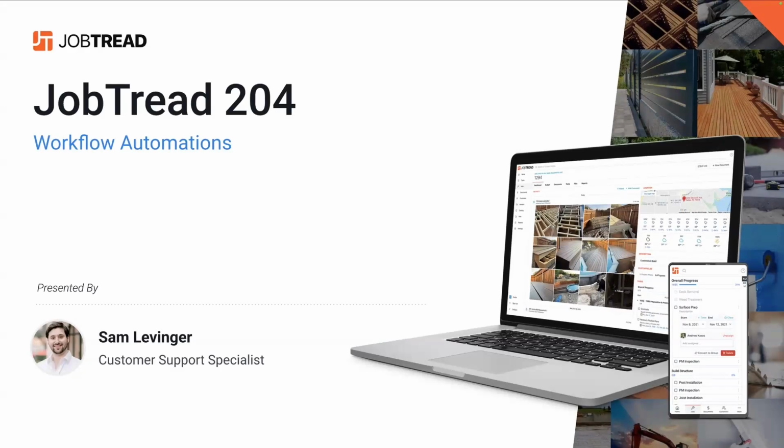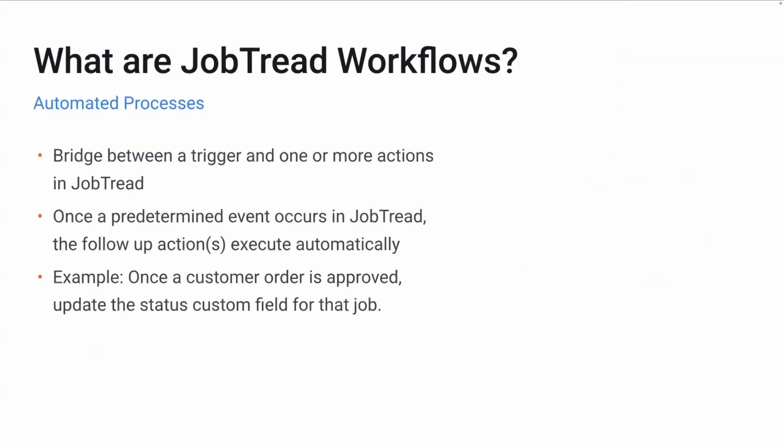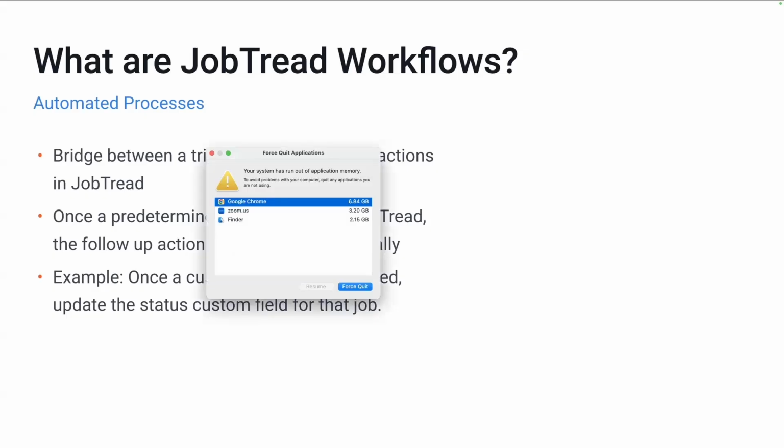Welcome, everyone, to JobTread 204, and that's going to be workflow automations. So getting started, I already introduced myself. Let's just get into it. First, obviously, we've got to talk about what workflows are. I like to think of workflows as the bridge between a trigger that we're going to set up and one or more actions in JobTread. These actions are predetermined and execute automatically after the predetermined trigger is set.